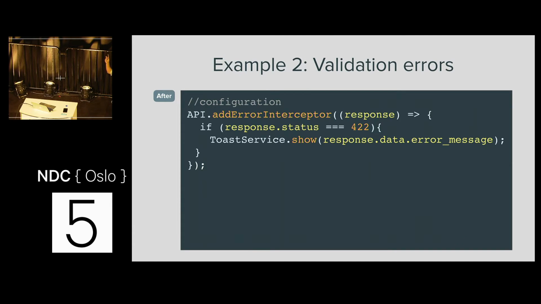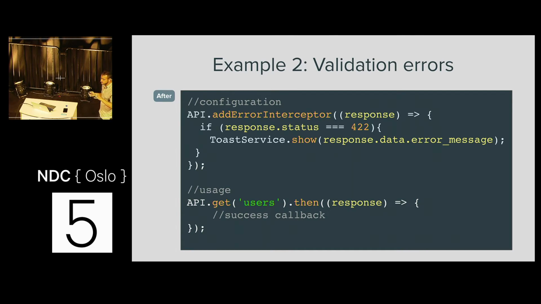So 422 in some of the frameworks means unprocessable entity. So in most frameworks, it's used for validation errors. So if there is a 422 error, I will take the error message from it and then open a toast. So with that piece of code, you would have solved the validation for most of your application. And then you can just simply worry about the success callback. So you do API.get users, then resolve the promise, and then only worry about the success callback.